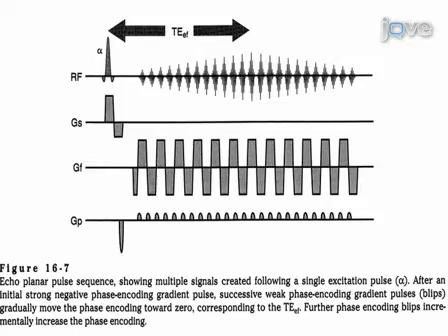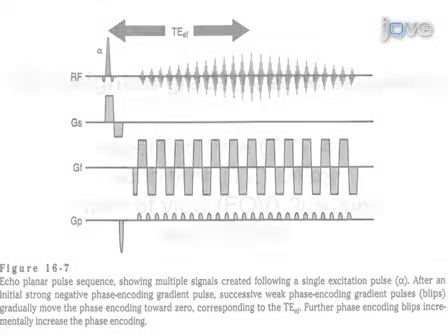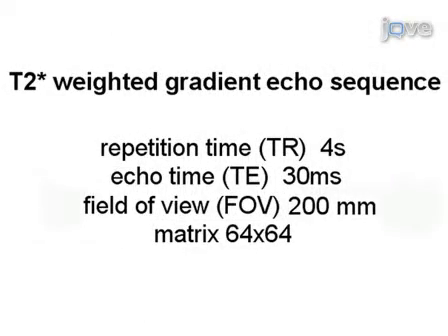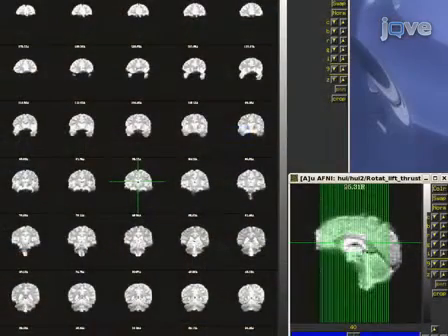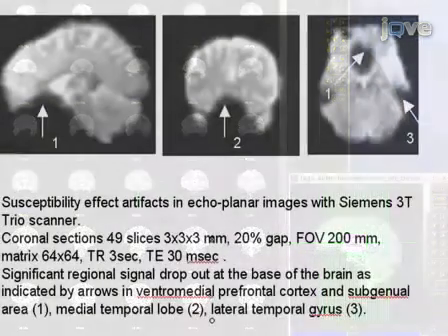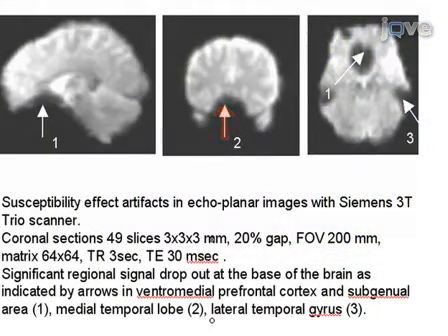Acquire functional scans with a T2 weighted gradient echo sequence with a repetition time, or TR, of 4 seconds and an echo time, or TE, of 30 milliseconds, field of view, or FOV, 200 mm, matrix 64 by 64, and flip angle 90. The shorter TE helps reduce susceptibility artifacts while the relatively long TR permits whole brain coverage with high spatial resolution.